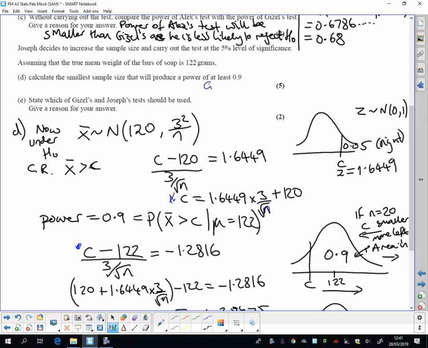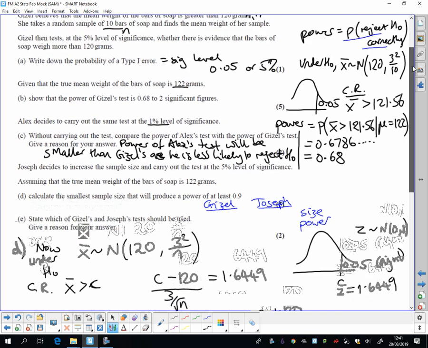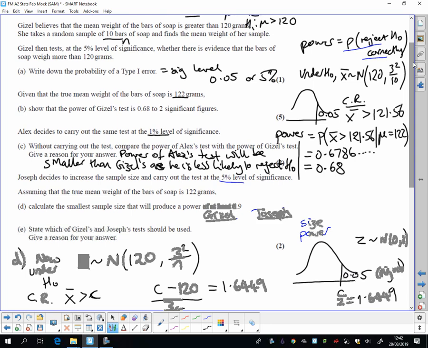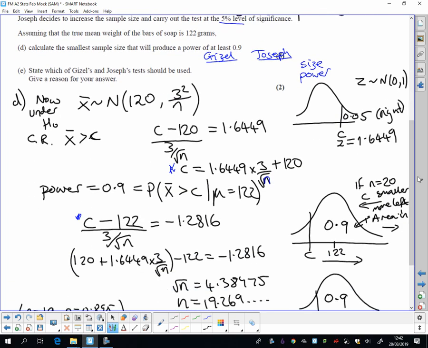Okay, so we want to compare their two tests. And when we're comparing hypothesis tests, the things we want to compare are the size and the power. So size being the probability of a type 1 error, and that's the same as the significance level. So if we have a look back, they both use the 5% level of significance. Power, well, we've shown Giselle's was 0.68, and Joseph's, you don't actually have to work it out, is going to be greater than 0.9.